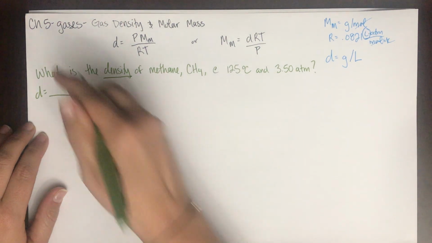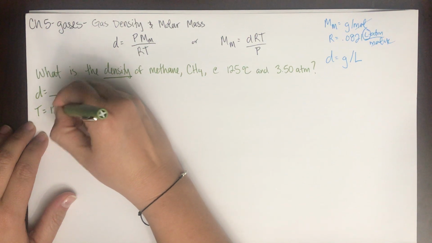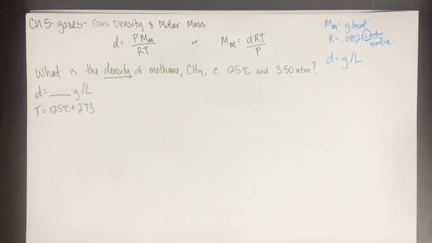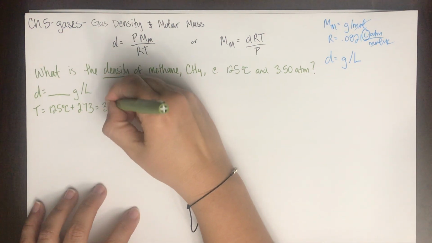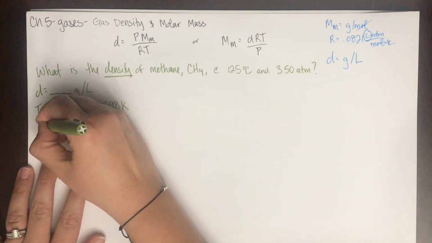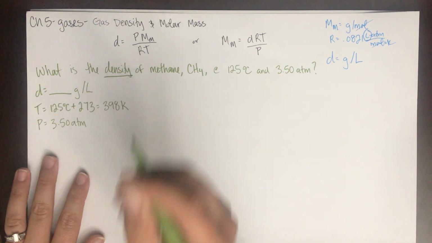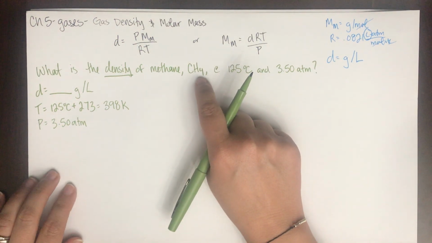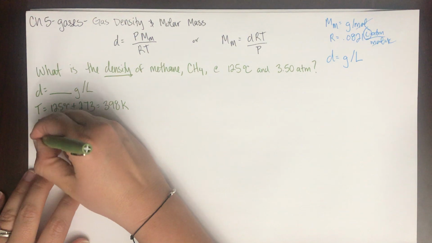I'm given temperature. Temperature equals 125 degrees Celsius. I know I'm going to have to convert that to Kelvin. So I'm going to add 273, and that's going to be 398 Kelvin. I'm also given pressure. Pressure equals 3.50 atmospheres. Atmospheres is the unit that I need it in. I'm also given the identity of the gas, which is CH4. So that means I can solve for the molar mass.